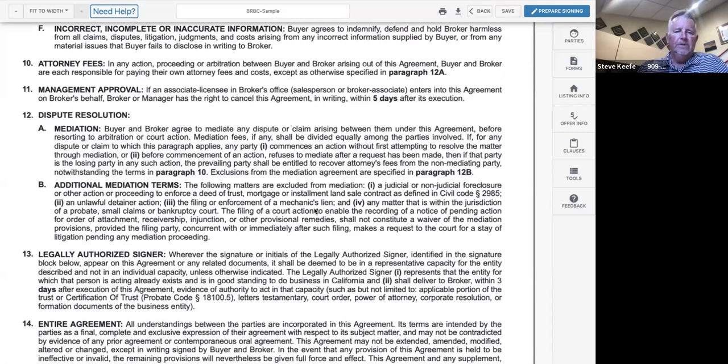And then the exclusions to mediation, which would be foreclosure, small claims action, lis pendens, those types of things are exempt from forcing a party, either a buyer or a buyer's agent, to mediate any dispute prior to any kind of litigation.